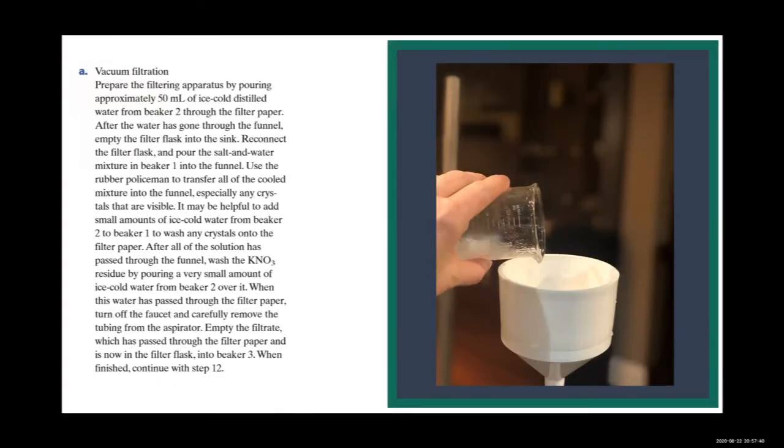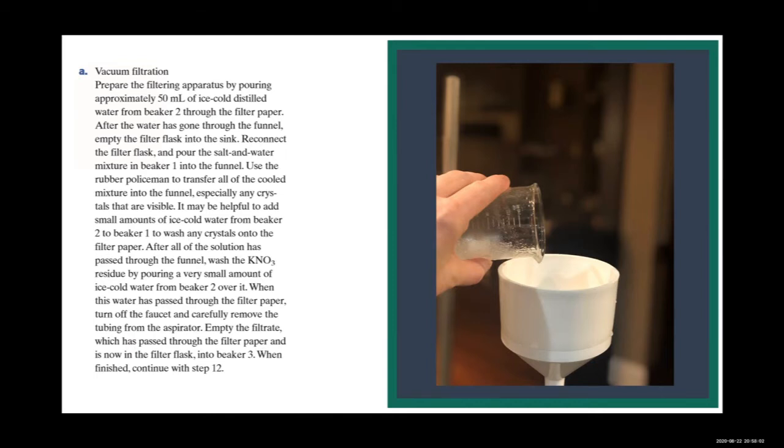Vacuum filtration. To prepare our filtering apparatus, the first thing we're going to do is pour approximately 50 milliliters of our ice-cold distilled water from beaker 2 through the filter paper. After it's gone through the funnel, we're going to empty the filter flask into the sink, reconnect everything, and then we'll begin filtering our solution by pouring the salt water mixture in beaker 1 into the funnel.